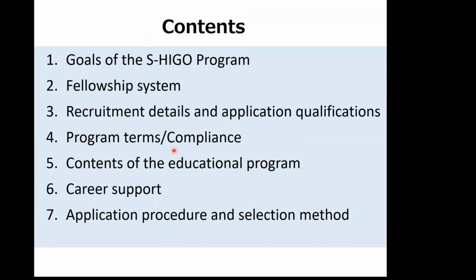So these are the contents. Today I will talk about the goals of the S-HIGO program, what the fellowship system or support system for the students is, the recruitment details and application qualifications, who can apply, the program trust or compliance that should be fulfilled by the students, the contents of the educational program or courses, the career support, and finally the application procedure and selection method.